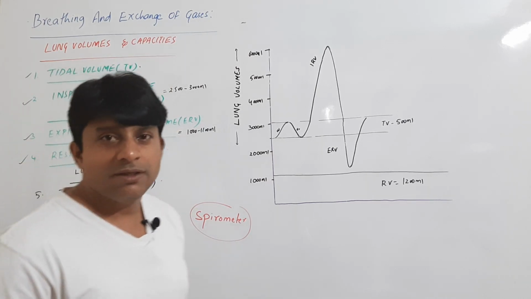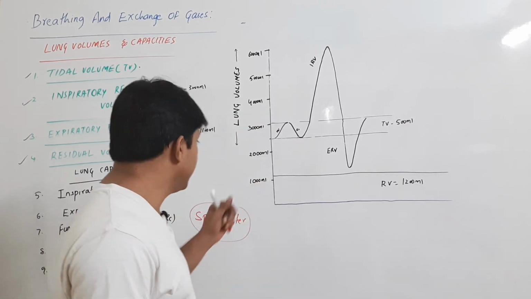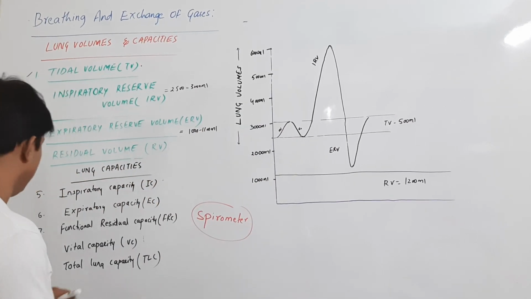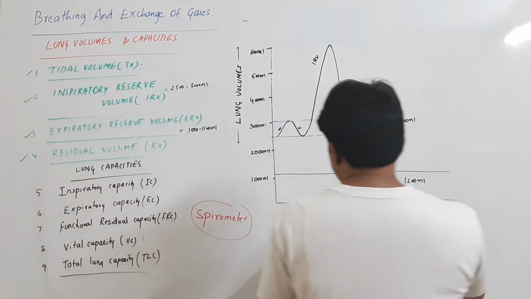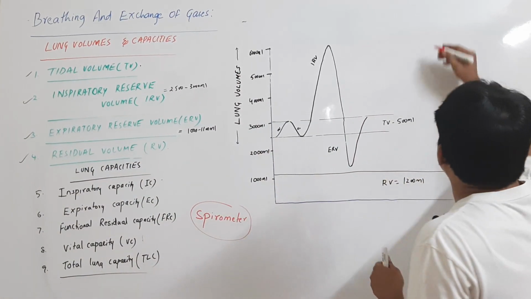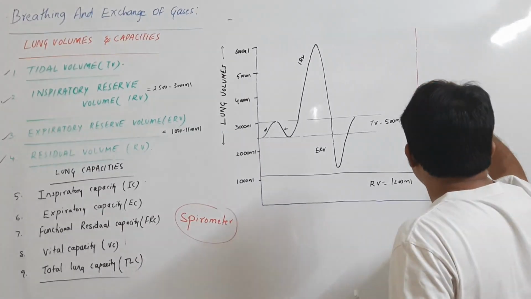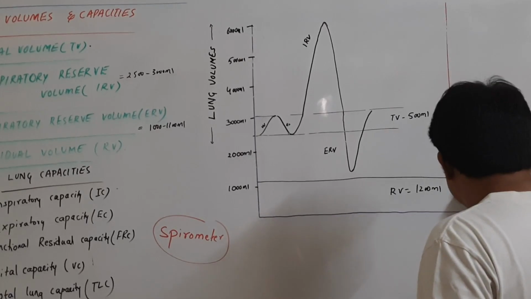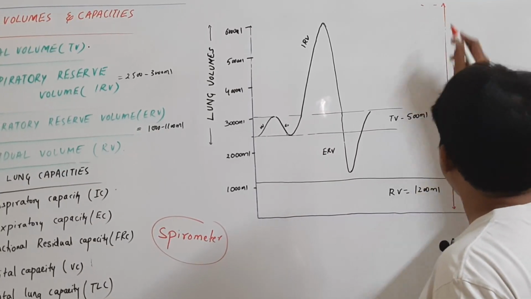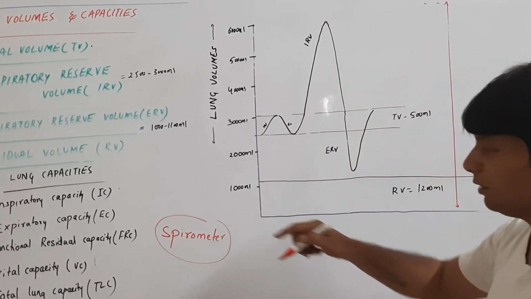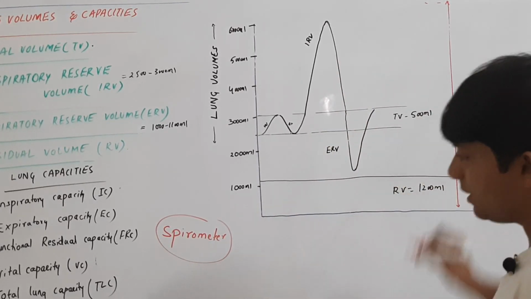Now we talk about the lung capacities. Total lung capacity. Look, the entire volume of the air that is accommodated in the lungs, the total volume of the air accommodated in the lungs, is called total lung capacity.